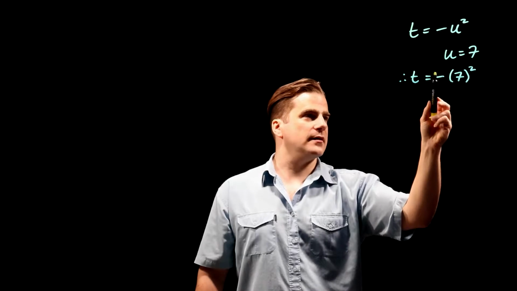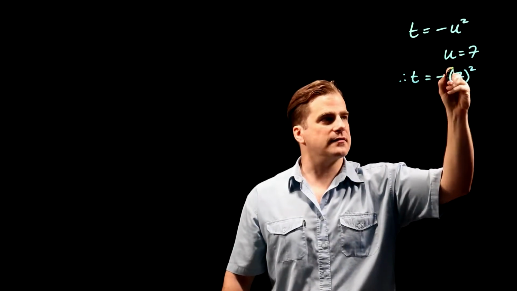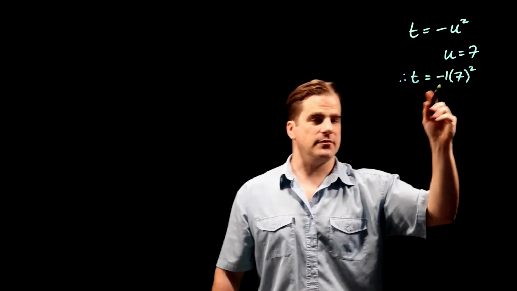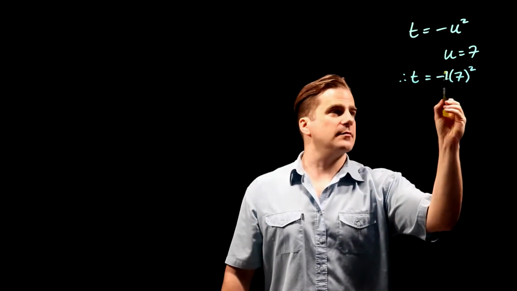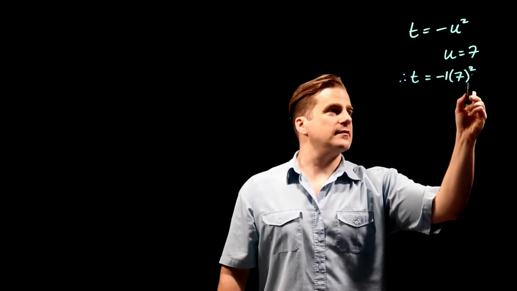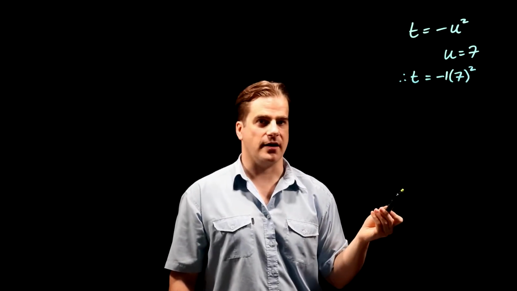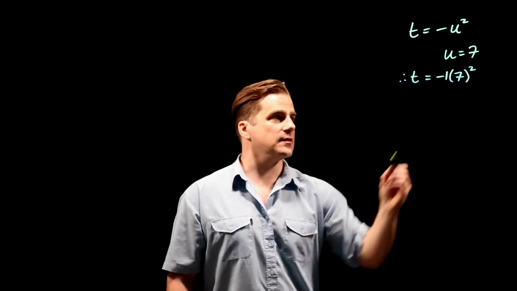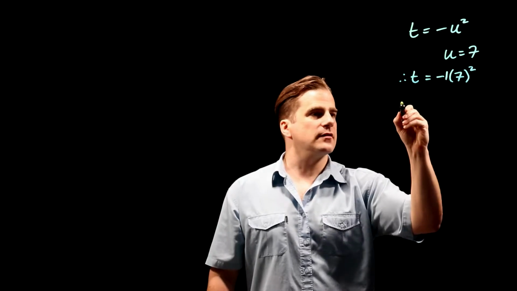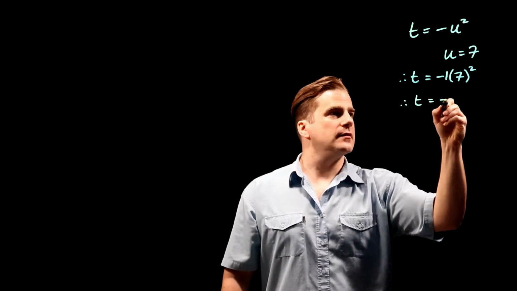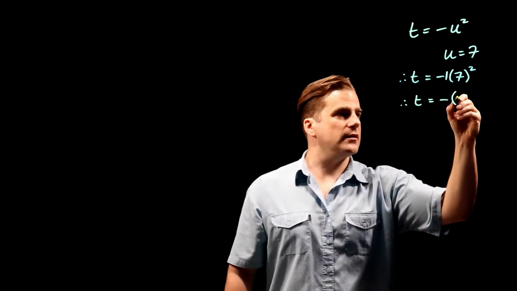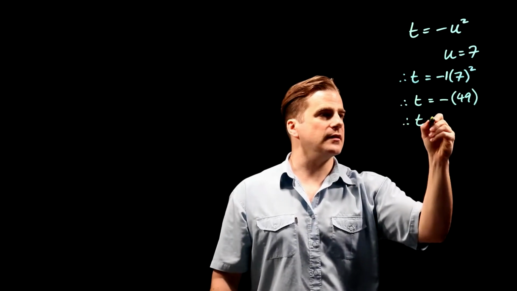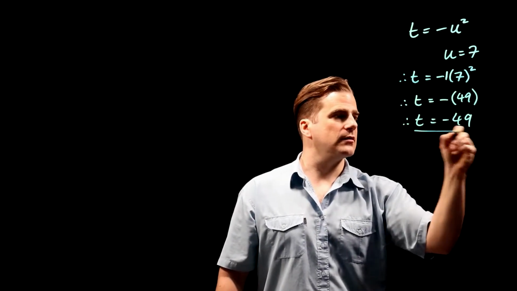That minus there, it's like when you have a minus next to a bracket, it's like there's an invisible 1 there. It's like minus 1 times the bracket, okay? So that is a multiplication. And that is an index, an indices thing. And that wins. In BIDMAS, indices comes before multiplication. So we do 7 squared first. So therefore, T is minus, what's 7 squared? 49. And now we can do the minus 1 times 49. So t is equal to minus 49. Okay?